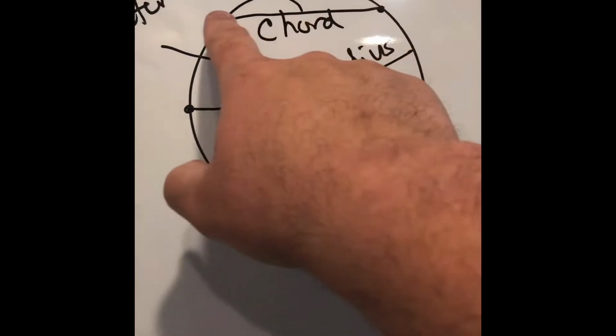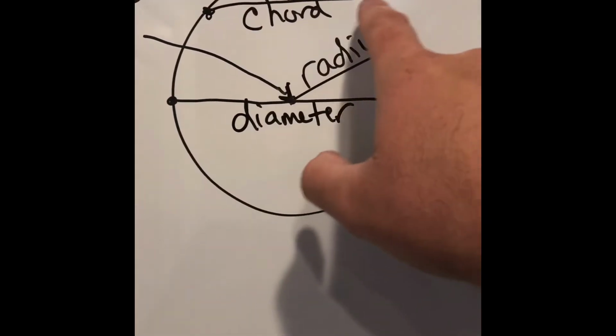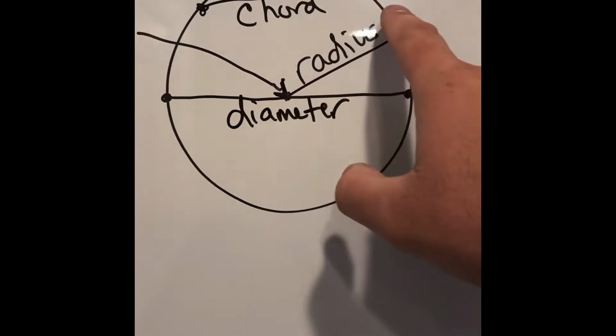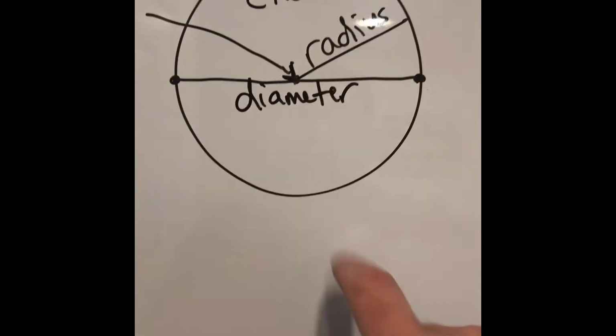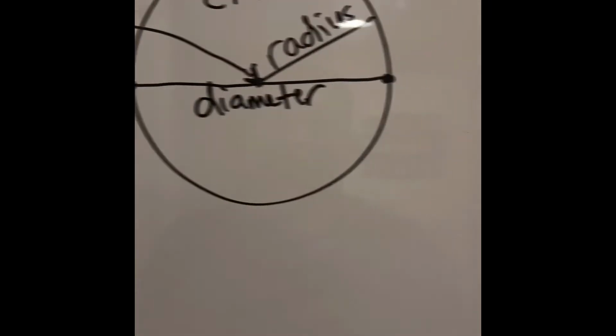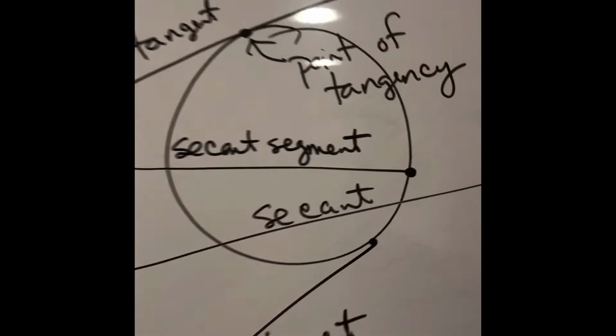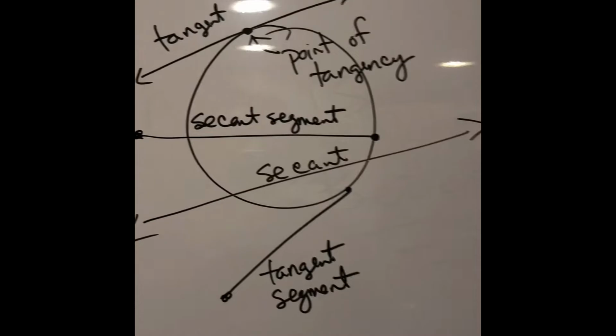And then you have this thing called a chord. A chord is inside the circle. It's a segment, and it goes from one part of the circle to another part of the circle. Now we have a special chord. That special chord is called the diameter. That brings us over to here. Whoa, there's a lot of stuff going on there, isn't there?